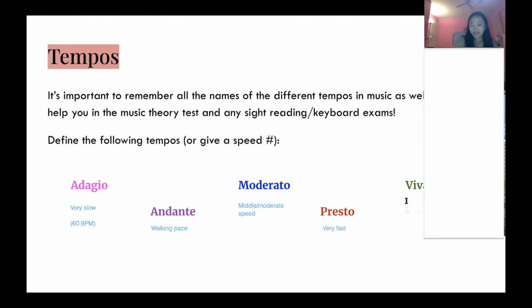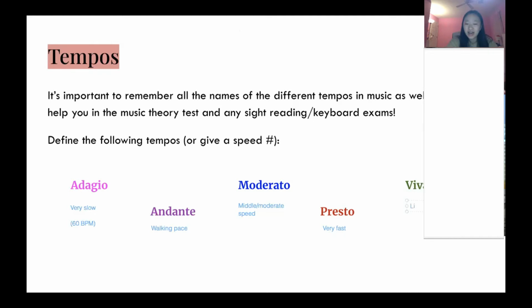Good luck if you have a piece that fast, because I haven't. But yeah, presto is more common, but yes, Alvin, you're definitely correct. So vivace is the last one, and it's kind of in between moderato and presto. I don't really know. Yeah, you're right. But there is a big gap between moderato and presto, so it's okay.